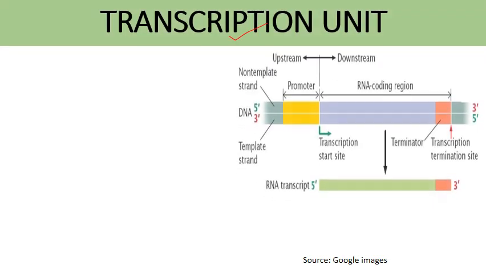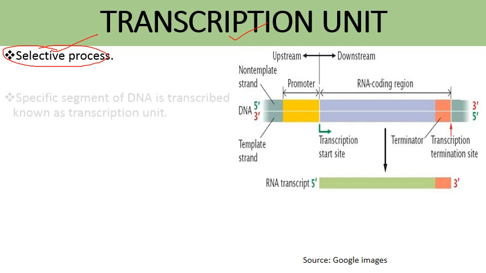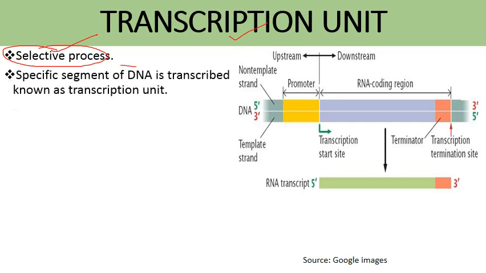Next comes the transcription unit. It is the functional segment of DNA that undergoes the process of transcription, and is known as the transcription unit. So transcription is a highly selective process. ऐसा नहीं है कि सारा का सारा जो DNA है that will undergo transcription. A particular portion of DNA will undergo the process of transcription. So it is a highly selective process. And a specific segment of DNA is transcribed, which is known as the transcription unit. DNA का वो segment जिसमें transcription होगी, उसे transcription unit कहा जाता है.